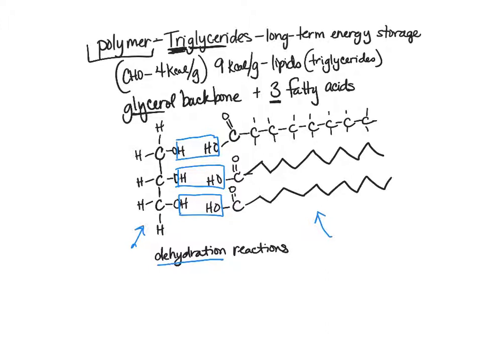Now, the 3 fatty acids can be saturated fatty acids, as we talked about, so they're completely saturated with hydrogens, or they can be unsaturated fatty acids. And what that means is that each of these fatty acids can be any of those things. So one of them could be a saturated fatty acid, another could be an unsaturated fatty acid, and they can combine in various ways. So this is our long-term energy storage. That's the first polymer of the lipids that we want to talk about.